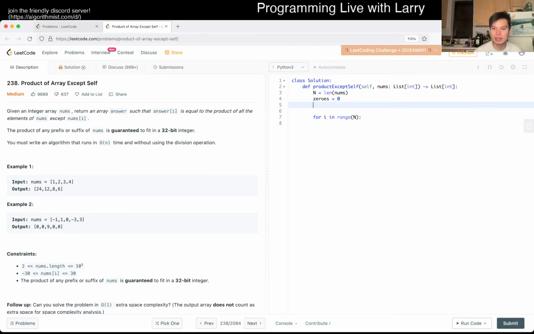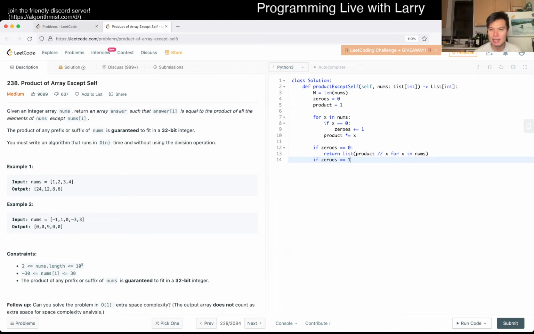So we can do two things at the same time. We could just do for x in nums. We count zeros: if x is equal to 0, zeros plus one. And the product multiplies by x, right? Then we can break it down: if there are zero zeros, we can just return the answer, which is the product divided by x for x in nums. So we can do something like this.